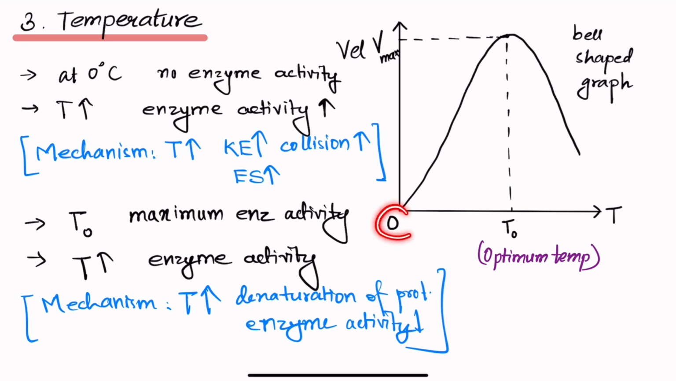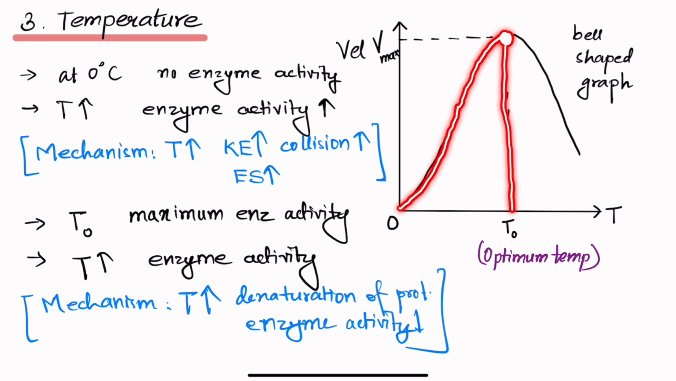So initially at 0 degrees Celsius, the velocity of the reaction is 0 because there is no enzyme activity at all. Upon increasing the temperature, the kinetic energy of the molecules, that is enzyme and substrate, increases. As a result, collision increases. As a result, enzyme substrate complex formation increases and the velocity of the reaction, or enzyme activity, increases. Till when? Till a temperature at which the activity of the enzyme is maximum. At this particular temperature, the activity of the enzyme is maximum and we call this the optimum temperature.